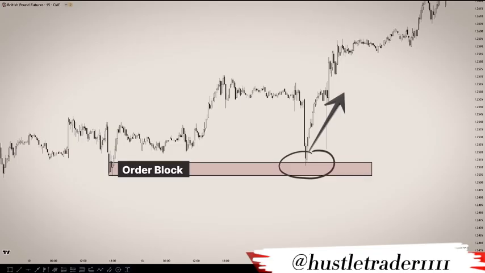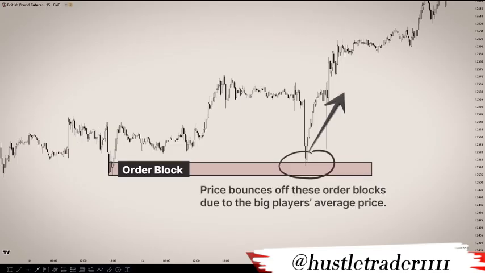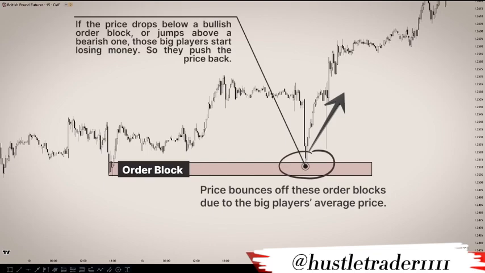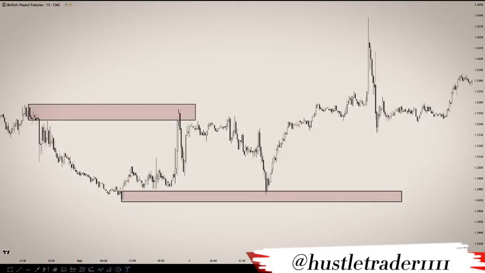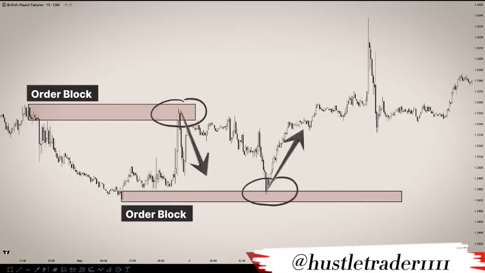Why does the price bounce off these order blocks? Well, it's all about the big players' average price. If the price drops below a bullish order block or jumps above a bearish one, those big players start losing money. And trust me, they don't like losing money. So they push the price back. It's like they're protecting their turf. This is why you often see that price returns to an order block before continuing its main move.